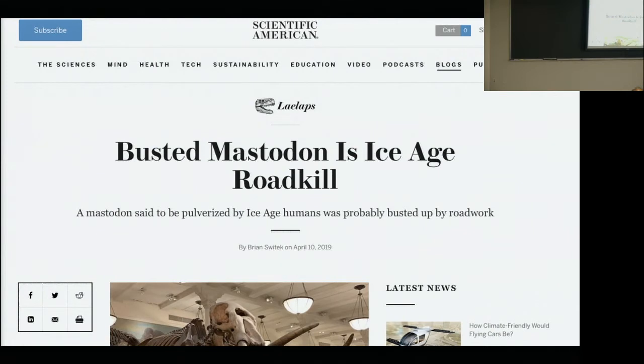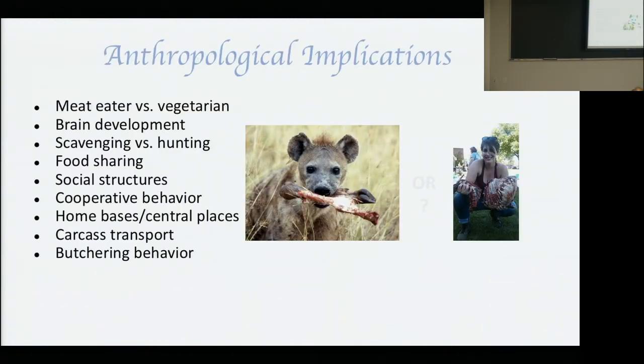What we're interested in is understanding whether the bones were broken by animals or humans or maybe natural forces. And there are all sorts of implications about brain development. When did humans become meat eaters? Were we scavengers versus hunters, with social implications and so on? The hypothesis is that the geometry of the breakage will tell us who the actor was, who broke it.